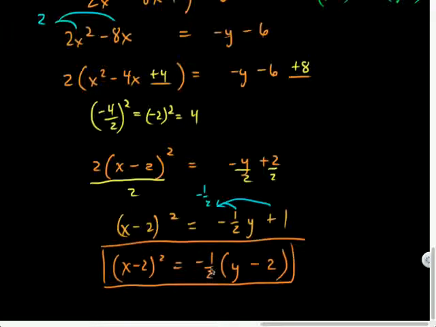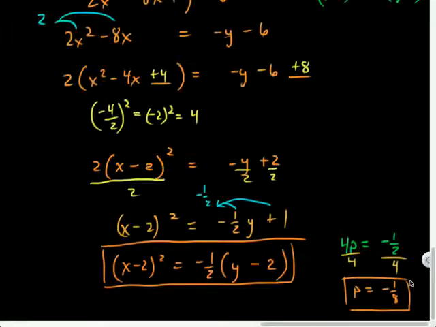And we can see that the vertex would be 2, 2. The value of p is actually a little bit tricky to find. So I would have, remember that 4p is equal to that negative 1/2. So I'd actually have to divide both sides by 4. I'll get p is equal to 1/8 in this case. Sorry, negative 1/8 by the time I'm all done. So there you go. That's how you could convert from general form to standard form.